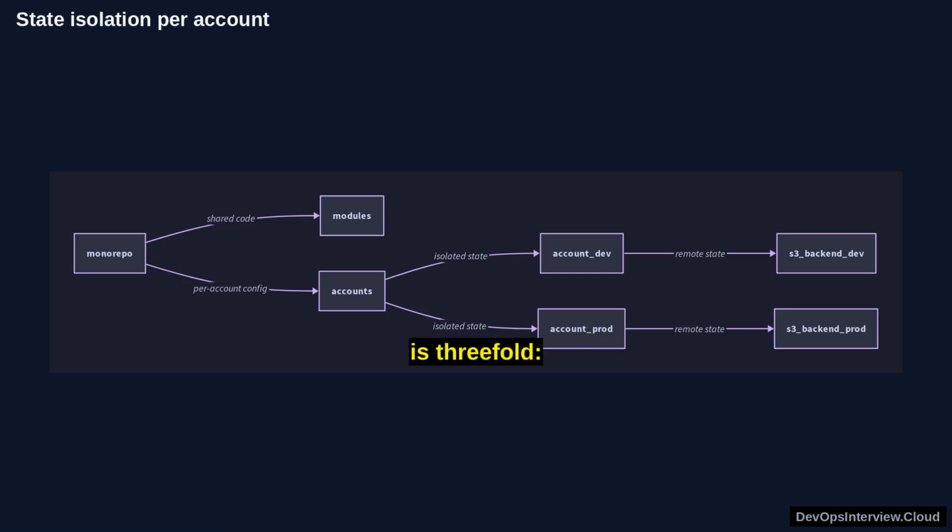The real challenge is threefold. You need state isolation per account, so a corrupt or locked state in account A cannot block account B. You need provider configuration that authenticates independently to each account using role assumption. And you need a CI/CD system that can figure out which accounts were actually touched by a given pull request and run plan and apply only for those, not a full 20-account plan on every merge. These three problems drive the whole design.